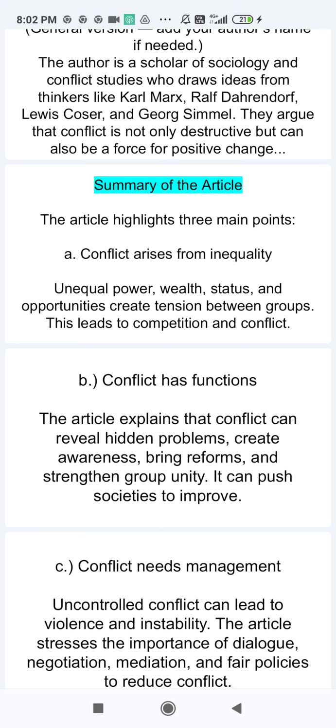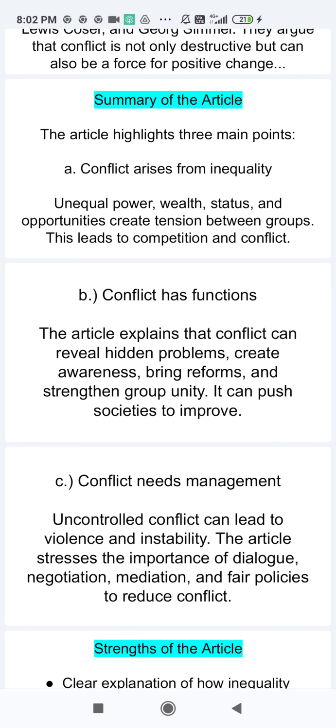Now, second, conflict has function. The article explains that conflict can reveal hidden problems, create awareness, bring reform, and strengthen group unity. It can push societies to improve.